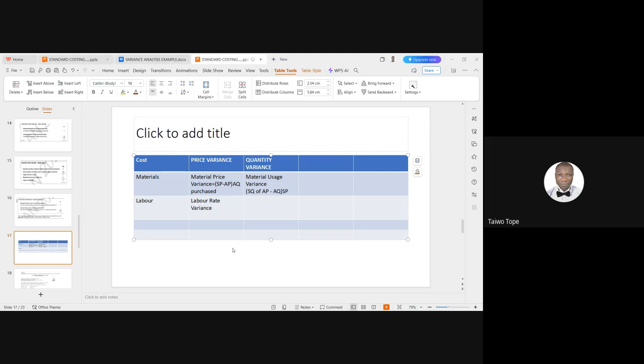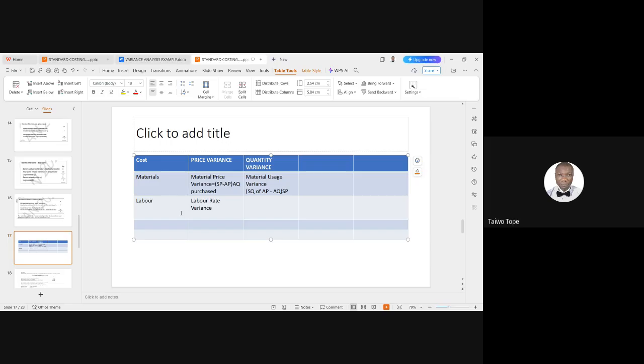So in simple terms, the memory trick is this. When you're asked to compute labor rate variance, what should you do? Look at the rate differences. And what will be the component of rate differences? It will be your standard rate and your actual rate, multiplied by hours actually paid for. So that will be for the labor rate variance.